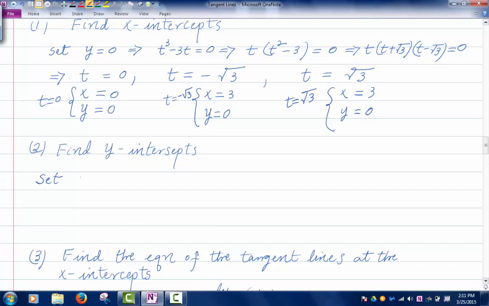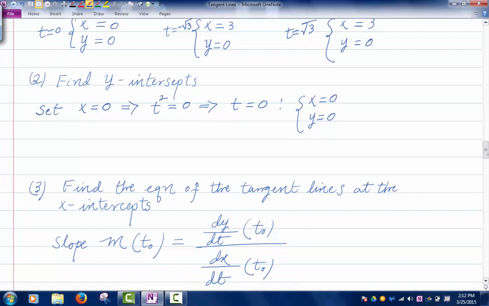I have to set... y-intercepts are points on the y-axis, and for them x is what? 0. What is x? The formula for x is t squared, right? And so the only thing that I get is t is 0. And when t is 0, I know exactly what point I get. So I don't really get any new points. I get the origin again. So that's the only y-intercept. Clear? Okay. Next question.